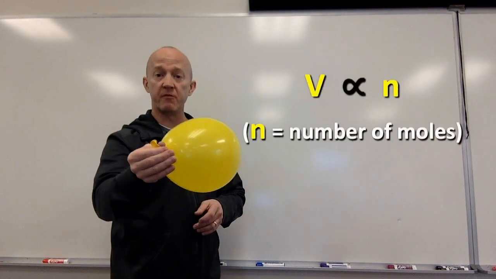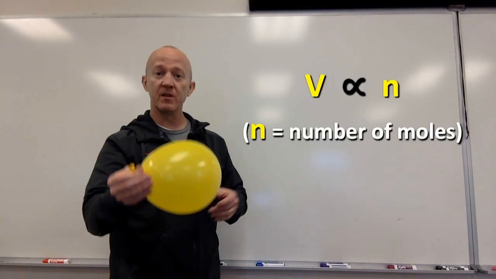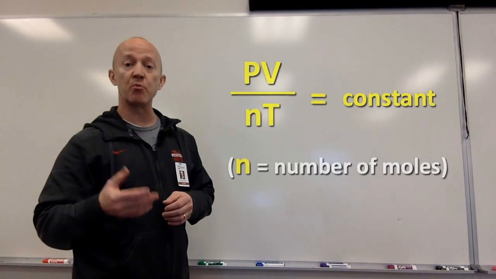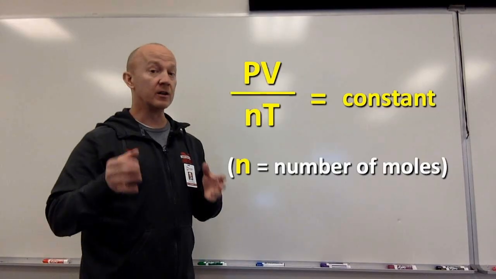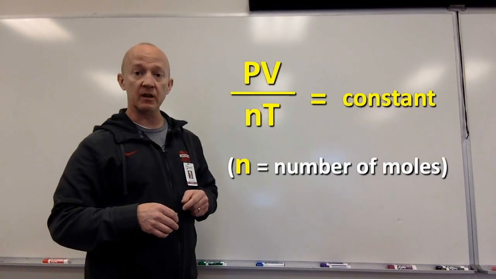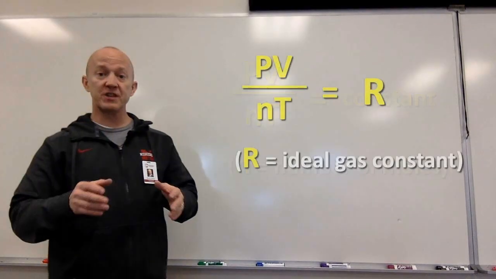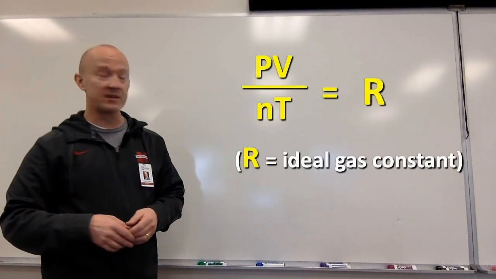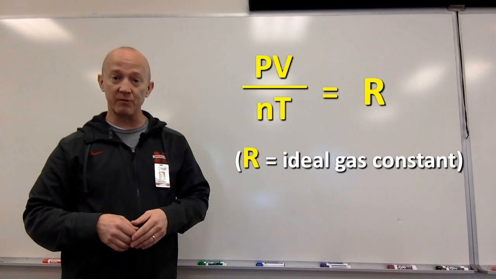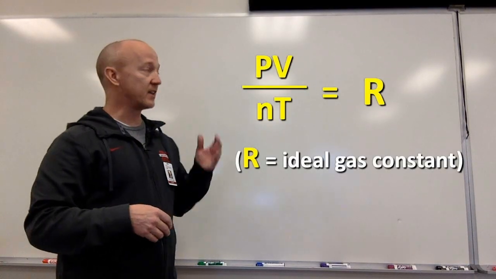We can also see this with volume, right? The number of moles is directly proportional to the volume. Because of that, we can incorporate the number of moles, or a lowercase n, into our equation, like this. PV divided by nT equals a constant. Turns out, after many, many years of experiments, that constant has a numerical value. We call this the ideal gas constant, and we represent it with a capital R.